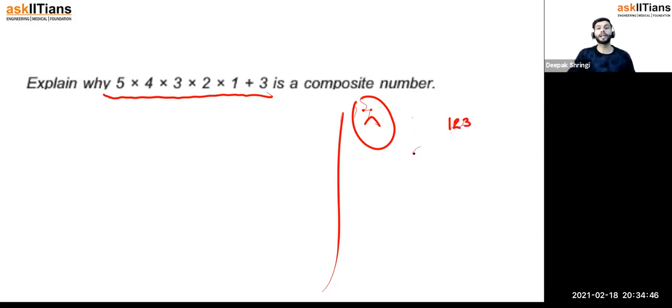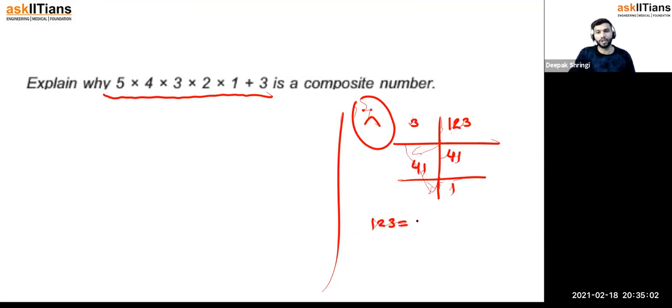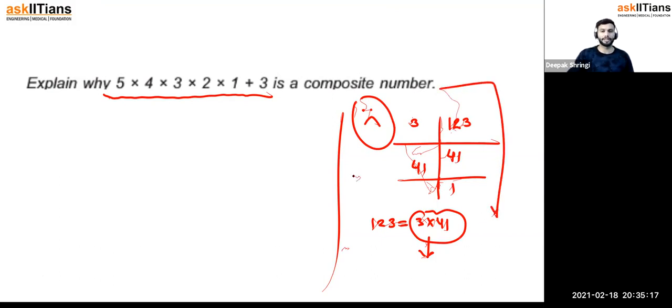Then they will try to prime factorize it. They will say okay, divisible by 3, right? So 3 ones are 3, 4 threes are 12, and this 1 is left. 41 seems like a prime number, right? So basically 123 is what? It is 3 into 41. And what is 123? It is 5 into 4 into 3 into 2 plus 3. The given number is 41 into 3. It can be written as a product of two primes. And whenever you can write a number as a product of two primes, it is a composite number. Okay, method number 1 is this.